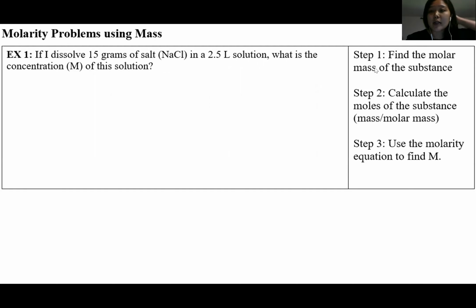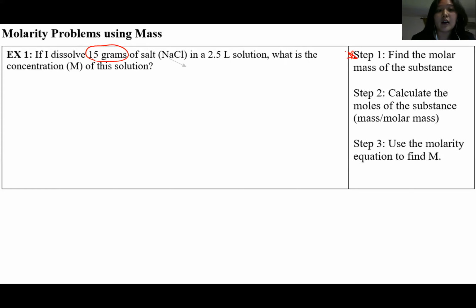All right, so example one says, if I dissolve 15 grams of salt, NaCl, in a 2.5 liter solution, what is the concentration of the solution? All right, so we're given 15 grams of salt. Okay, step one is to find the molar mass of the substance that's given.